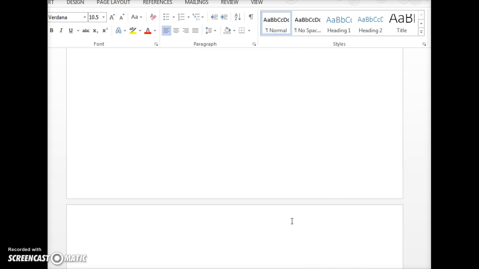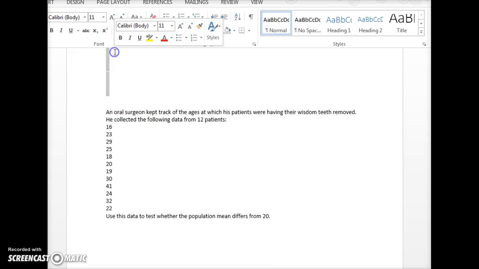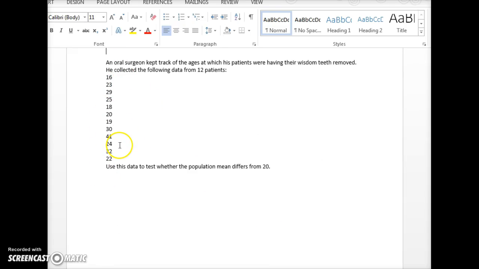For the second example, we are given the data, and it relates to oral surgeons keeping track of the ages at which their patients were having their wisdom teeth removed. So here's our data, and we want to test whether the population mean mu differs from 20. In this case, we're not given the significance level. When you're not given the significance level, just assume it's 0.05.